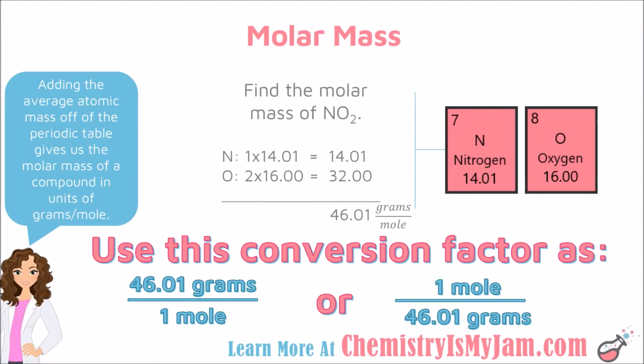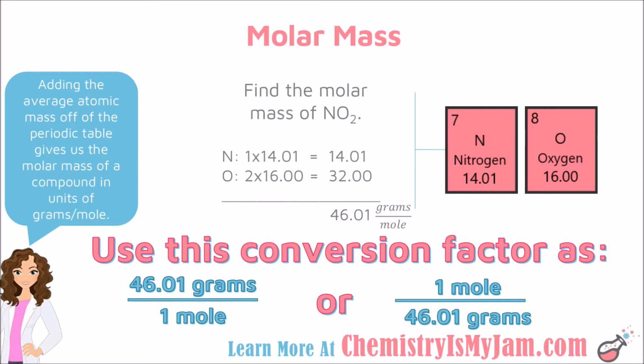Molar mass is a number that we can get from the periodic table, and we can use that number to convert back and forth between moles and grams, or grams and moles. And remember that a mole is something that allows us to convert between the microscopic world of atoms up to the laboratory world where we can measure things on a scale.